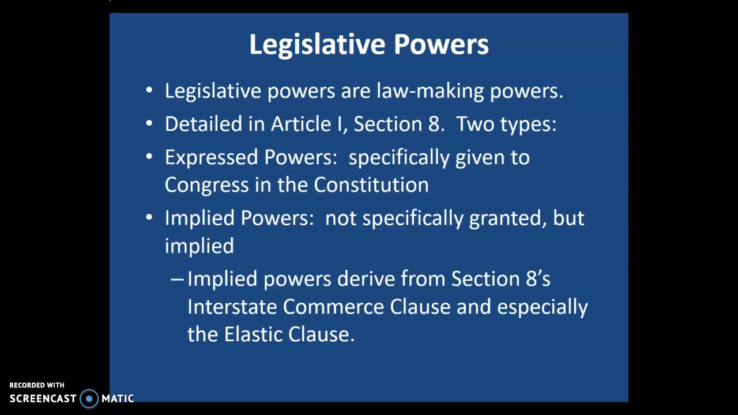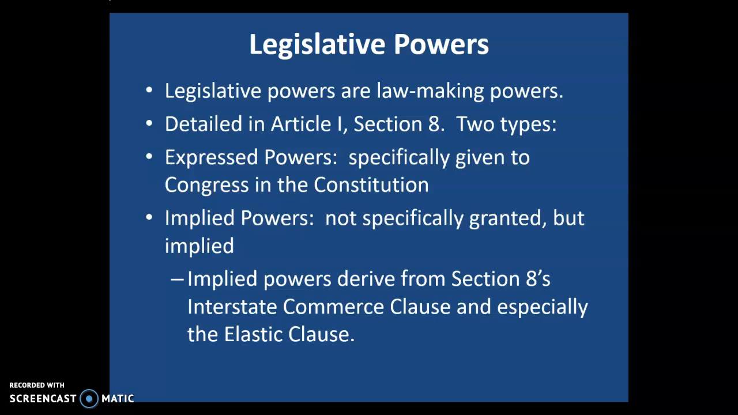The Elastic Clause is the last part of Article 1, Section 8. We talked a little bit about this when we were discussing the Federalists and Anti-Federalists. The Elastic Clause says that Congress shall have the power to do whatever it deems necessary and proper to carry out all of its responsibilities that are discussed in the rest of Section 8.